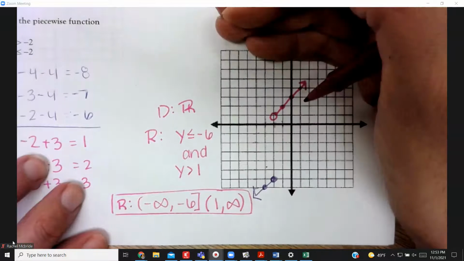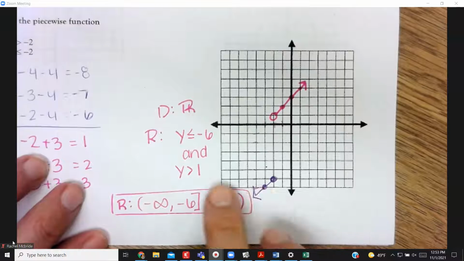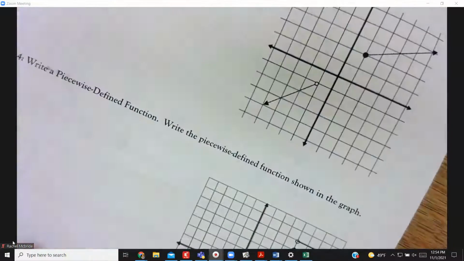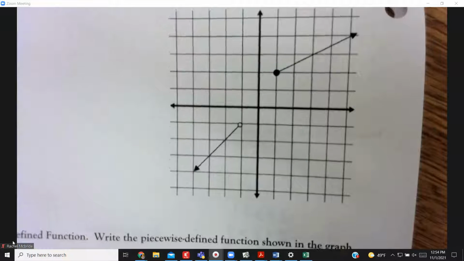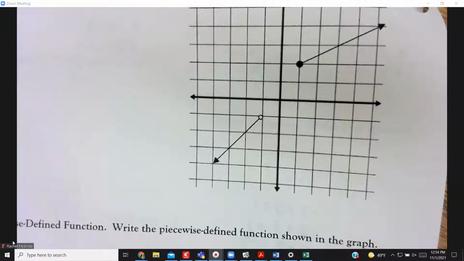This function would be 1-to-1 because it passes the horizontal line test. So the reason I've been focusing a lot on the domain and range is because in these next examples, all I have is the graph. And what I need to do is determine the slope, the y-intercept, as well as the breaking points.